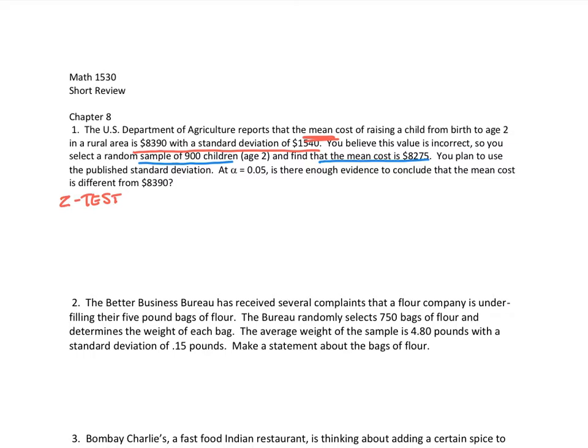Now my sample was 900. 900 is way more than what I need to be more than 30. So I can work this problem. It's going to be a Z test. All I have to do now is figure out my hypotheses so I can compute my p-value.